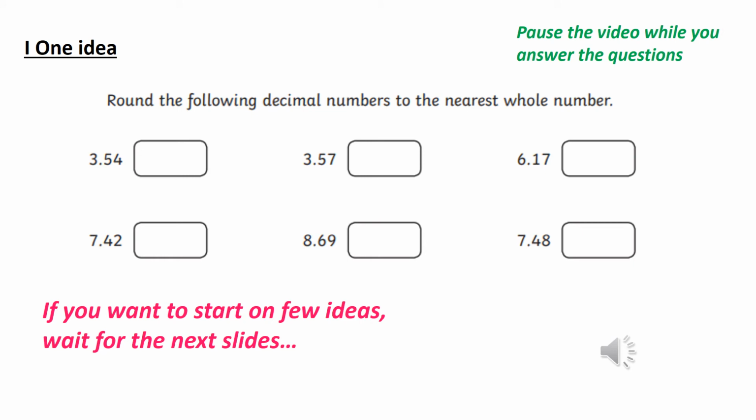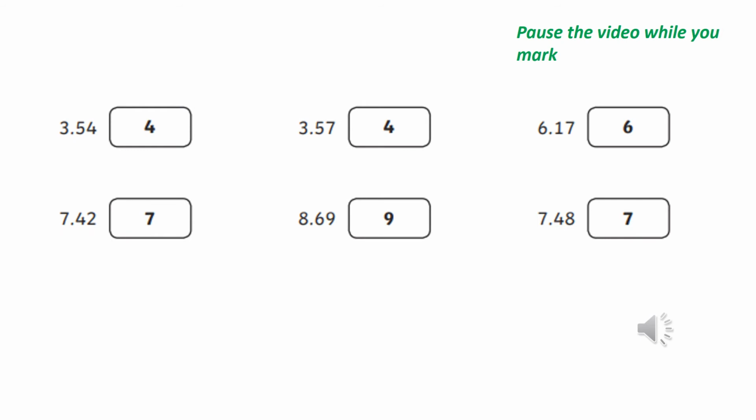Okay, it's your turn now to round the following decimal numbers to the nearest whole number. Pause the video while you answer the questions. How did you get on? If you went wrong, can you explain your mistake?